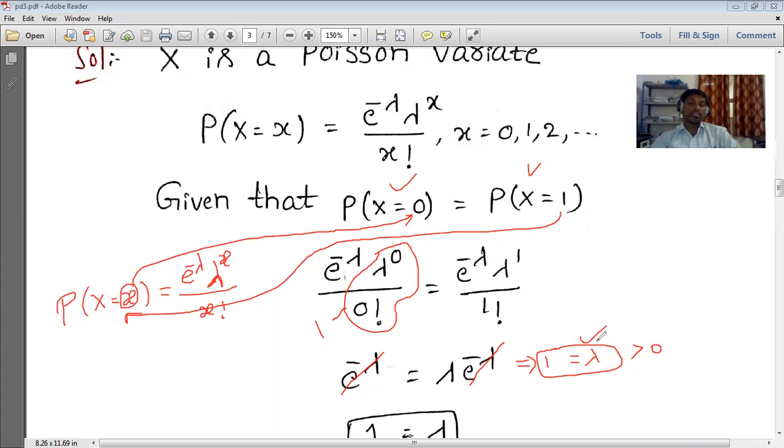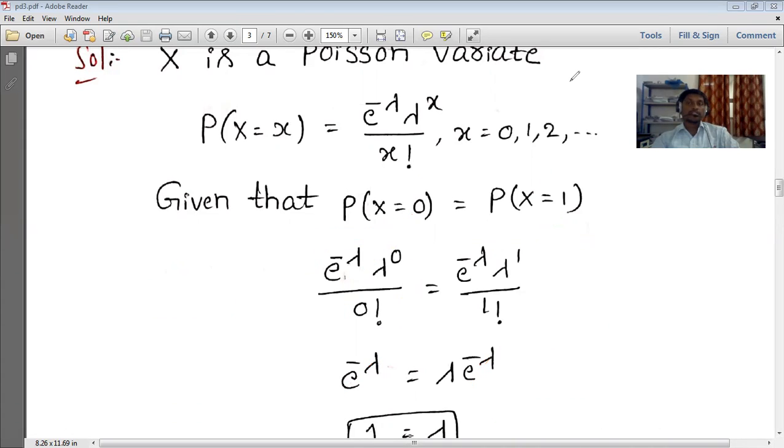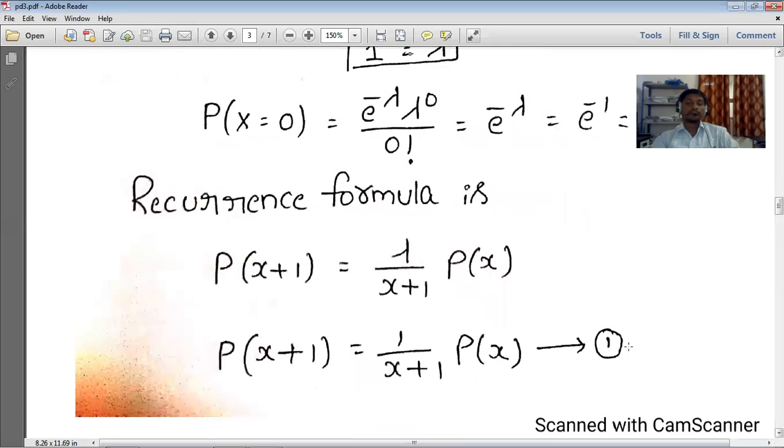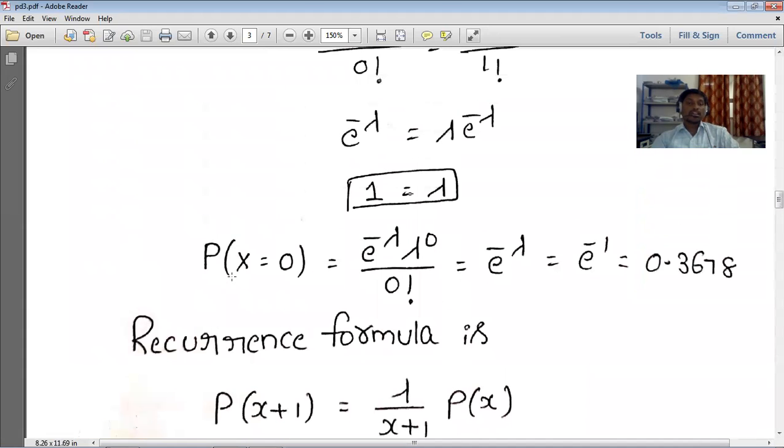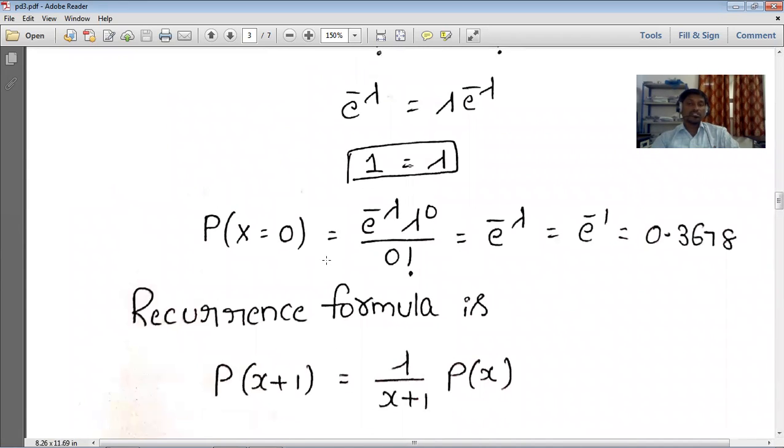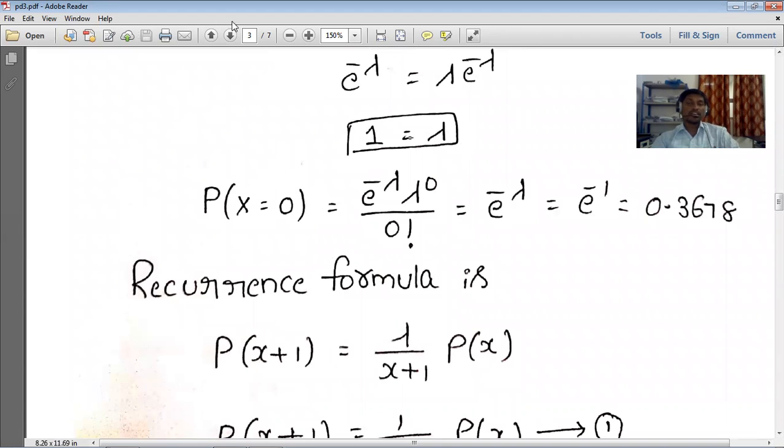And by taking this value, we are going to calculate P of x is equal to 0, and by using recurrence formula, we are going to calculate the probabilities for 1, 2, 3, 4, 5. Okay, so see the first one. First we calculated P of x is equal to 0, same as previous one, e power minus lambda, lambda power 0 by 0 factorial.